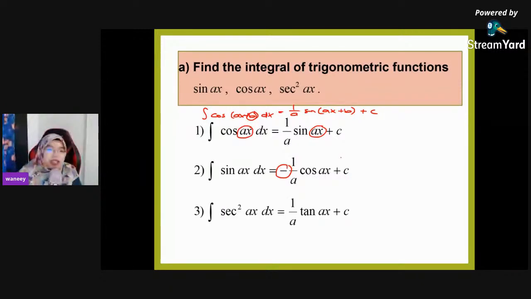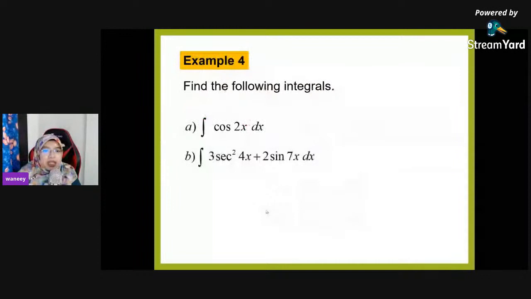And then the third one is that if we integrate secant square of ax, it will become 1 over a tangent of ax plus c. So this is the angle, plus c. Okay, so we're done with this formula. Let us refer to the example. Find the following integral. We have a cos, we have secant square, we have sine. Now I'll give you 1 minute to take a quick look at the question and then simply answer them.